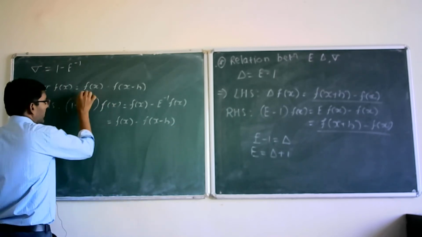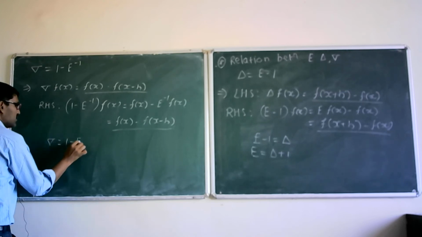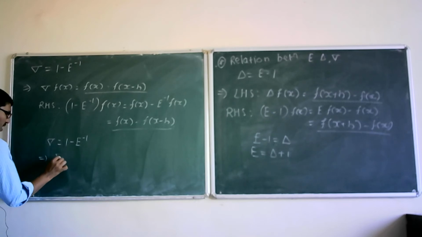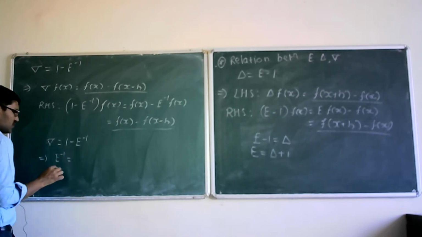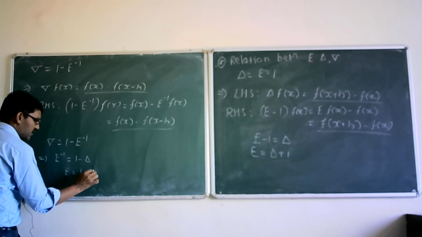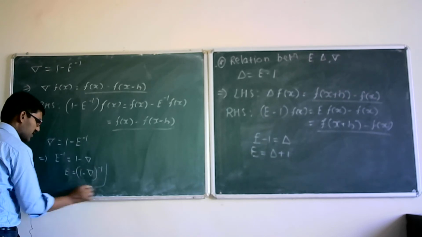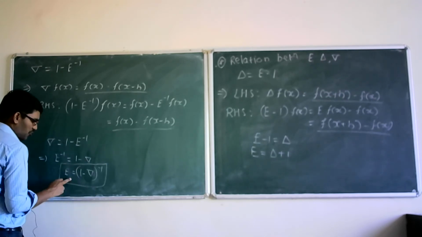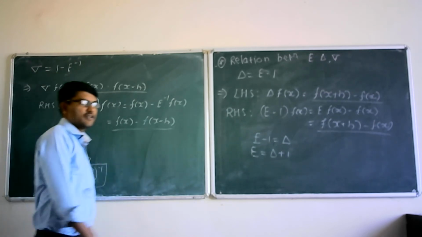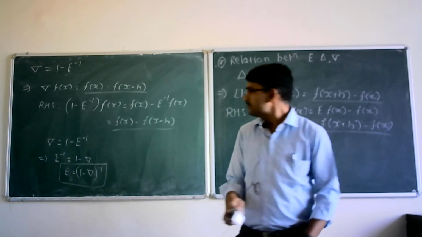Okay, and from the LHS and RHS, you can observe that del is equal to 1 minus E raised to minus 1. Or if you simplify this, E raised to minus 1 is equal to 1 minus del, or E is equal to 1 minus del raised to minus 1. So this is the same as this equality. Okay, this relation.